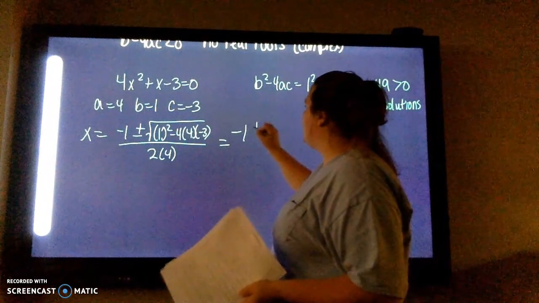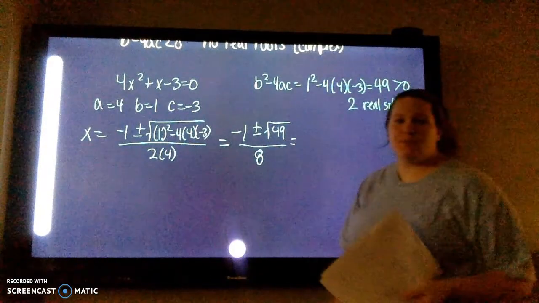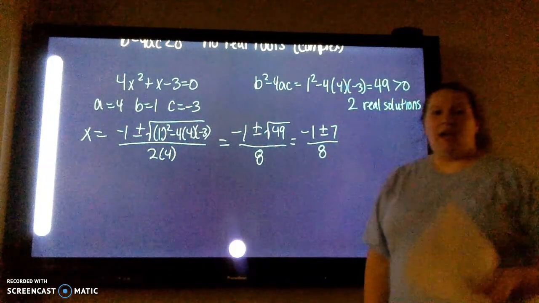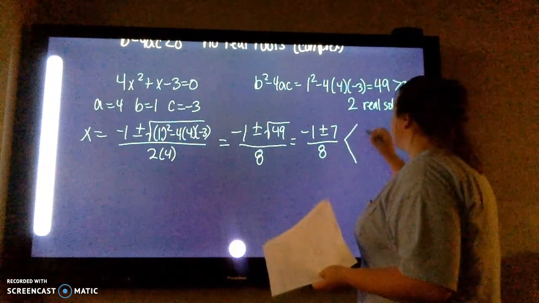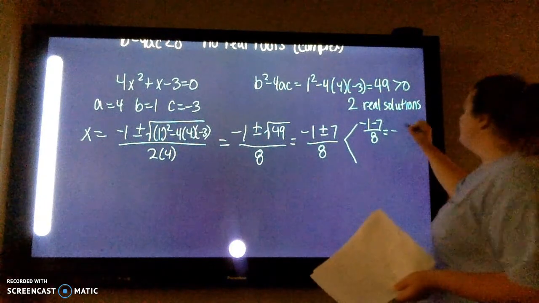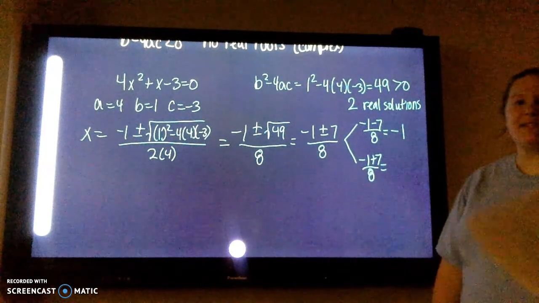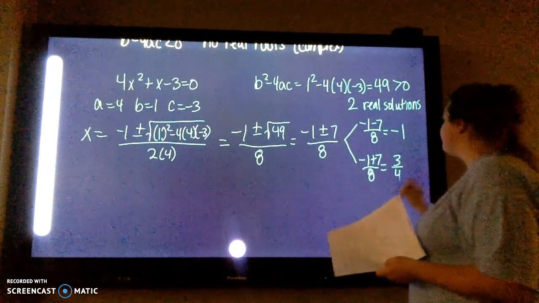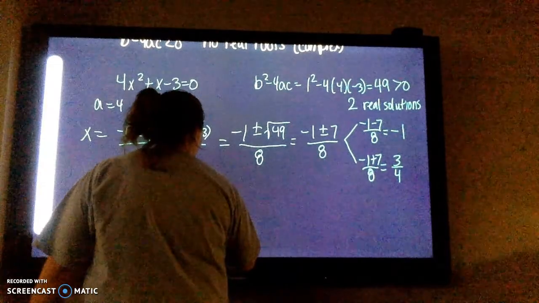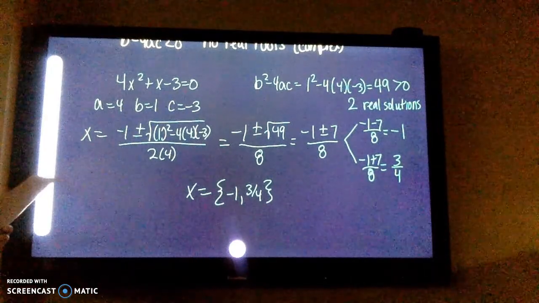So this simplifies into negative 1 plus or minus the square root of 49 all over 8. I can reduce the square root of 49 into 7. I can't do anything from here, so I'm going to split it into my two answers. Negative 1 minus 7 over 8 gives me a negative 8 over 8, which is negative 1. Negative 1 plus 7 over 8 gives me positive 6 over 8, which reduces to 3/4. So my two solutions are negative 1 and 3/4. And I'm just going to write that. Remember, when we list our solutions, we always list smallest to largest.